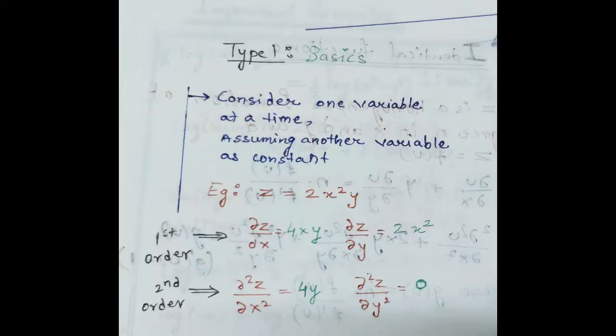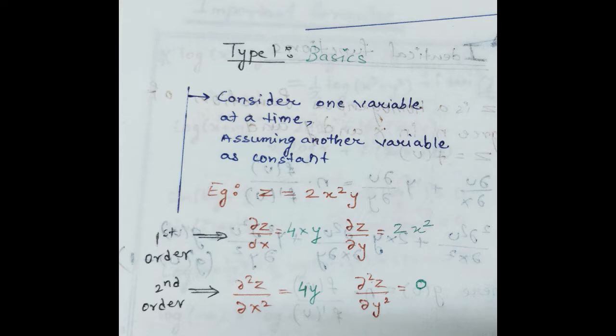The first type of partial differentiation consists of basics, where only one step is required to be understood. The first step is to consider one variable at a time and assume the other variable as a constant. The function will be given with x, y squared and so on. If I am differentiating with x, then I will consider x at a time and y will be treated as a constant. Let's see an example: z is equal to 2x squared y.